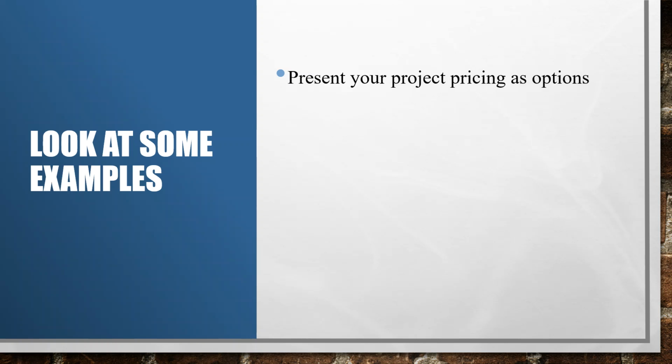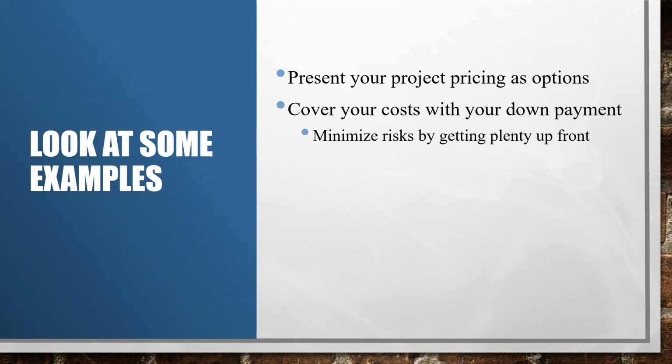Now, as a core concept, we always want to present the project pricing as options, not just giving them a yes, no, but giving them A, B, or C as yes options. And the idea here is that we just want to cover our costs within the down payment. If we're going to be outsourcing any of this, white labeling any parts of the project, or we have to buy software licenses or whatever, we want to make sure that we cover our cost with the initial payment so that we're always operating in the profit. In other words, minimize our risks by getting plenty up front.